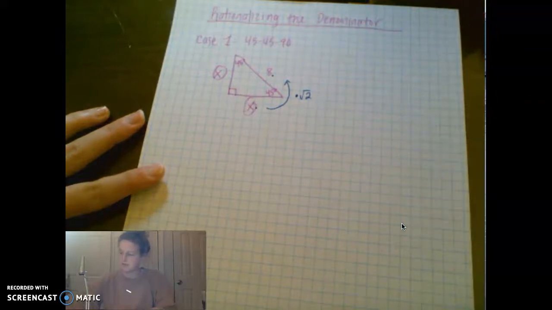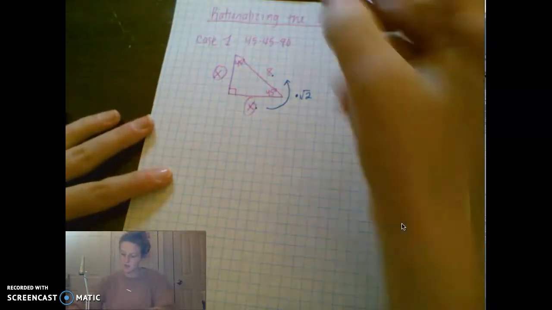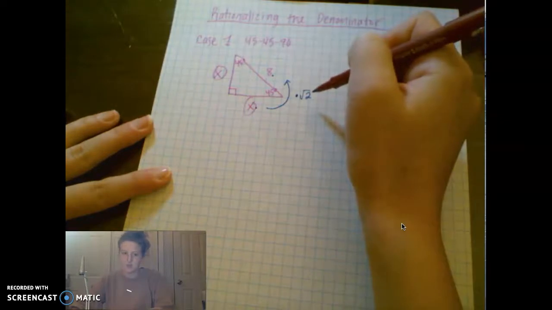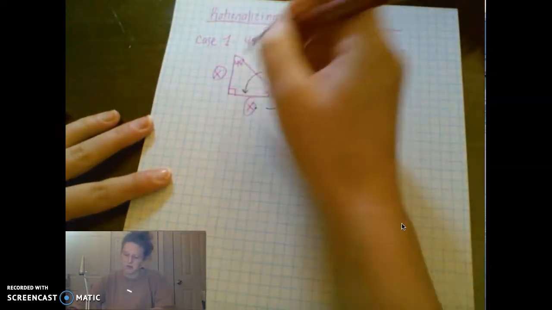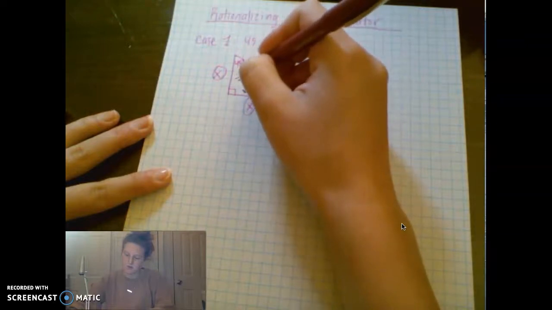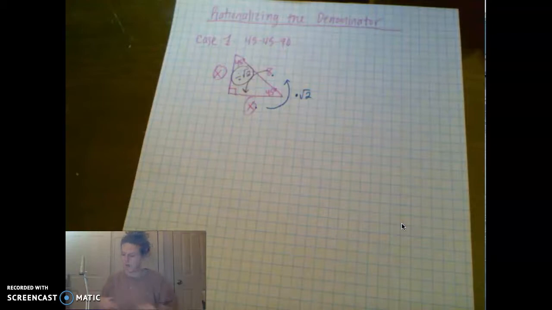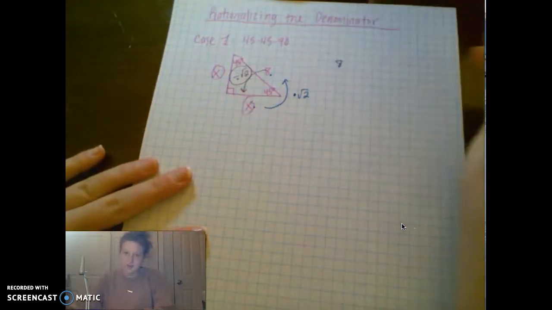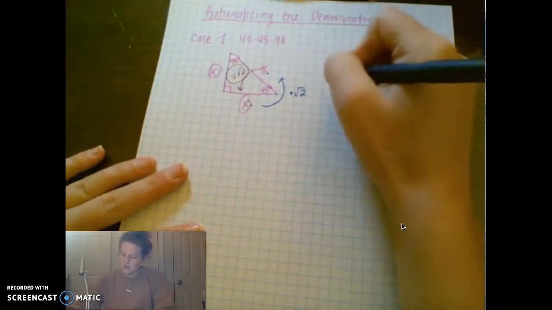Well, that means to go from the hypotenuse to the leg, instead of multiplying by the square root of 2, we're going to have to do the opposite operation. So to go from the hypotenuse to the leg, we are going to be dividing by the square root of 2. Okay, so that's what we're going to have to do here. So we're taking our hypotenuse. Our hypotenuse is 8. To get one of the legs, we need to divide by the square root of 2.